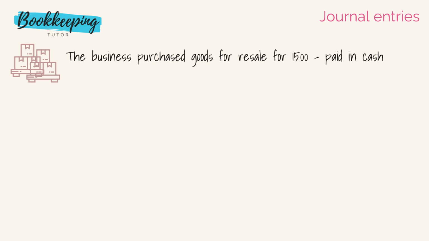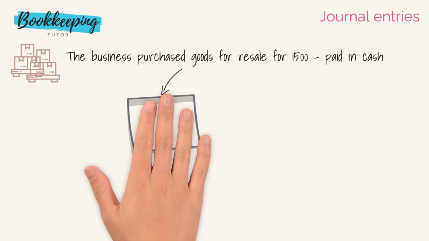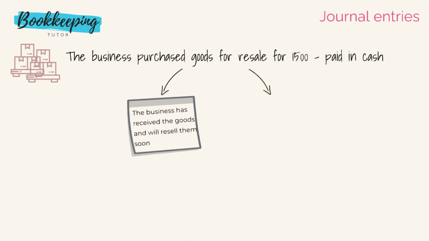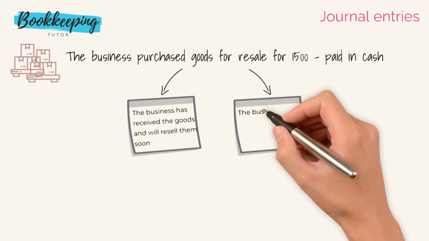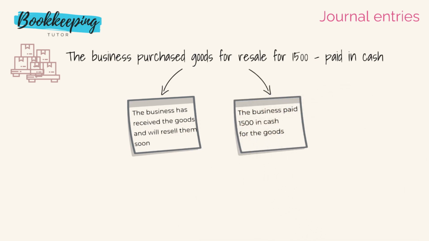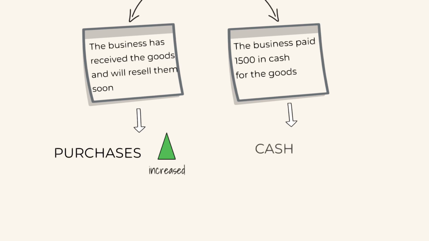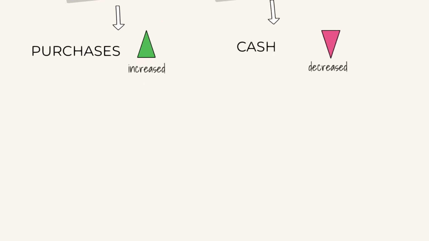So the business paid $1,500 cash from its bank account to a supplier for some goods. At the same time, they received the goods that the company plans to resell. So the purchases increased by $1,500 and cash decreased by the same amount. The purchases is an expense account. The increase on an expense account is debit. Therefore, we need to debit the purchases account for $1,500.